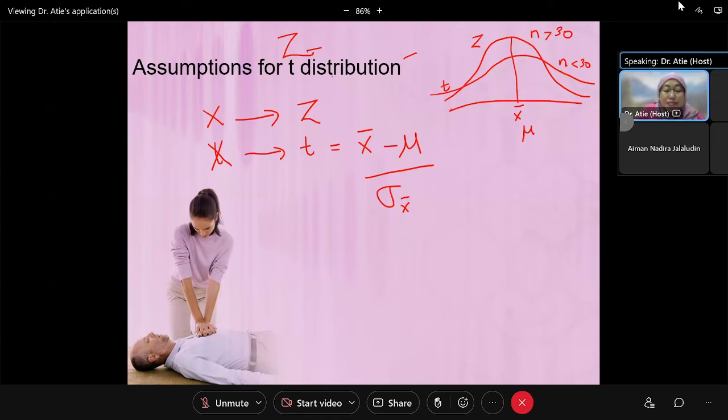By the way, the t distribution is also known as student's t. The student here is not a pelajar, a student like you all, but the name of the mathematician who developed this t distribution. His nickname was Student, and that's why it is called the student's t distribution.